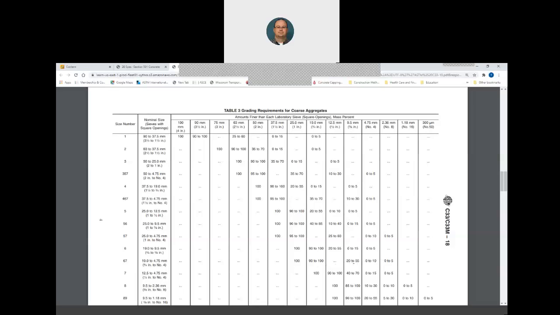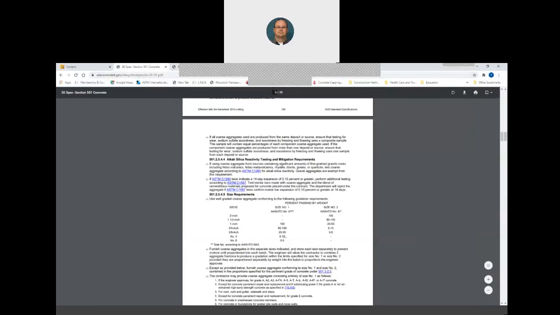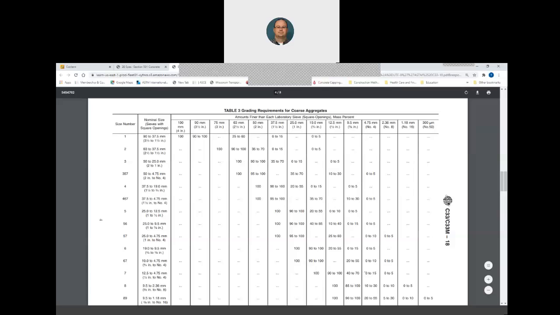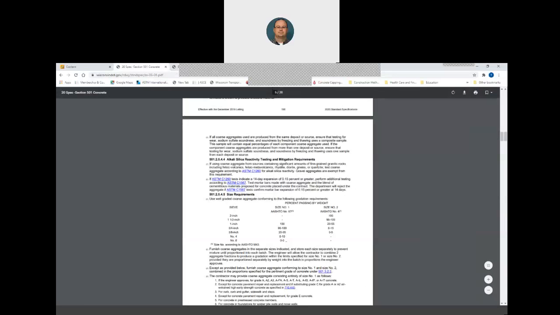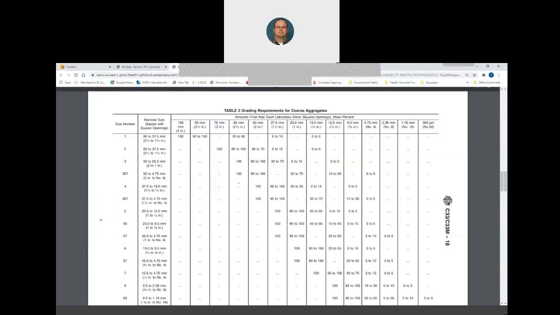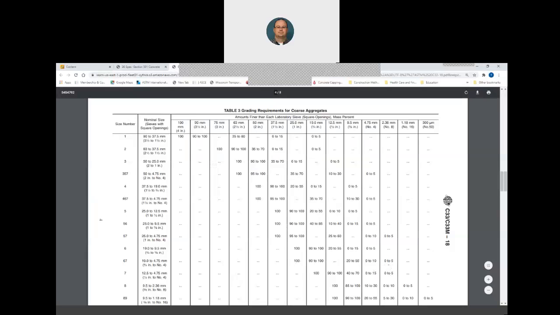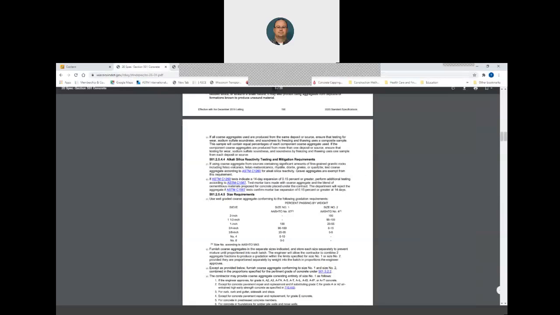So 3/8 inch, 20 to 55, that matches, okay? And number 4 is 0 to 10, and number 8 is 0 to 5. So bingo, we found a stone that matches. So basically what you're going to say is ASTM C33 size number 67 is an exact match to WisDOT size number 1, with the exception that the fines for ASTM are this and the fines for WisDOT are this.